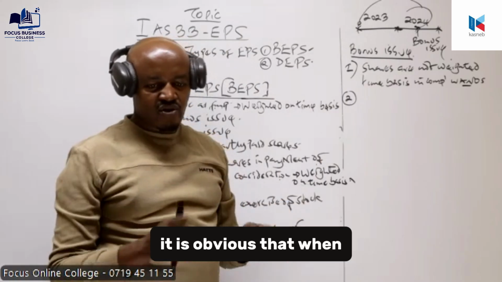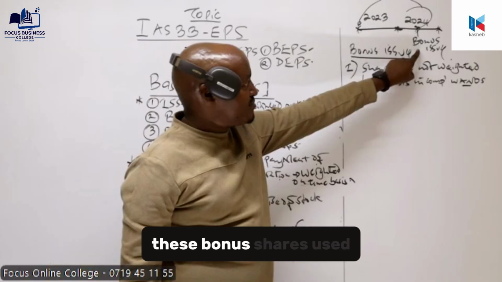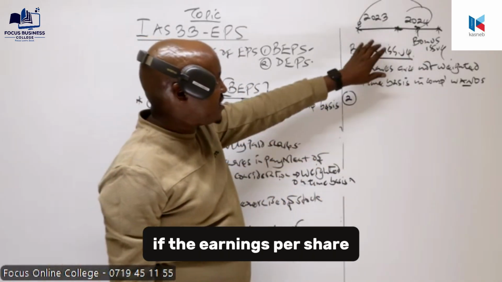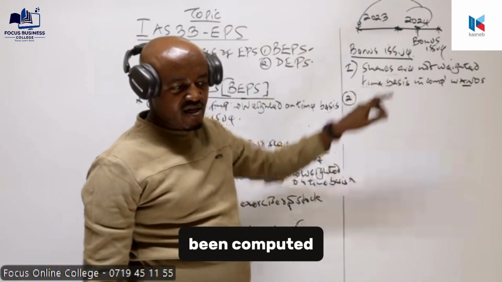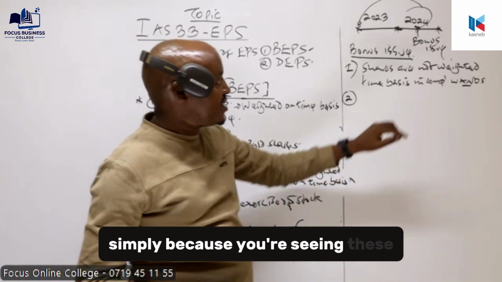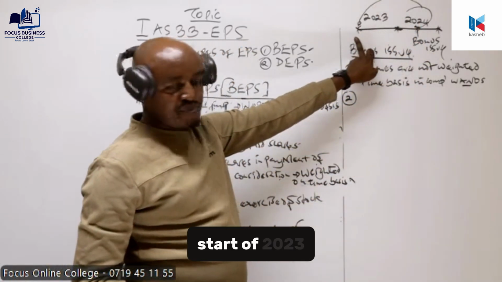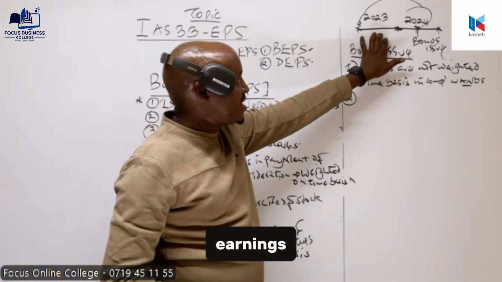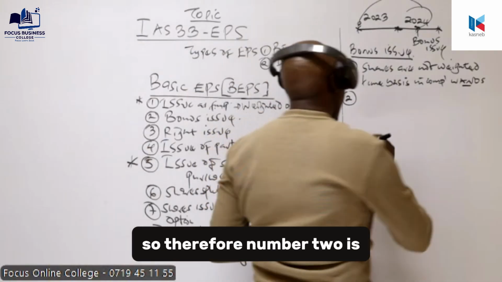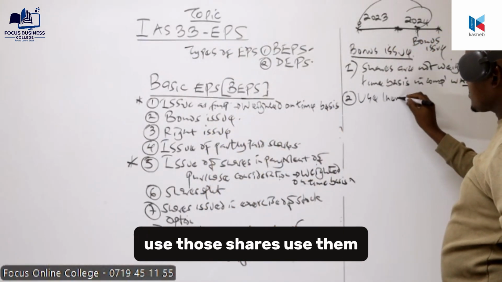Number two, because we are assuming they were issued at the start of the earlier year, it is obvious that when the earnings per share for that year was being computed, those bonus shares were not used. Were these bonus shares used? They were not used. And therefore, if the earnings per share has already been computed, we have to adjust it. We have to adjust it simply because these shares, which were issued free of charge, are assumed issued at the start of 2023, but when the earnings per share was being computed, those shares were not used. So, number two, we use those shares to do what?